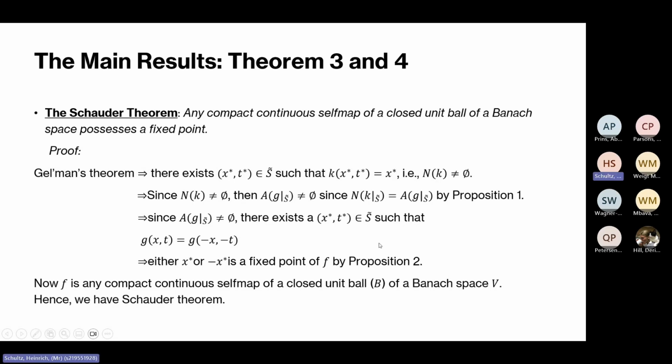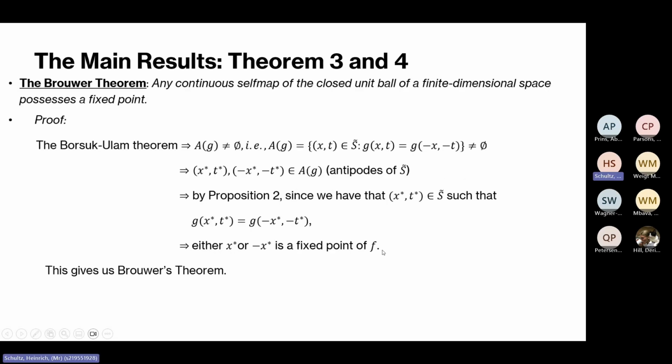Let me just go back. I forgot to mention that the Brouwer theorem relies heavily on the fact that the space has to be finite dimensional, and therefore we can't use the Gell-Mann theorem for this proof.